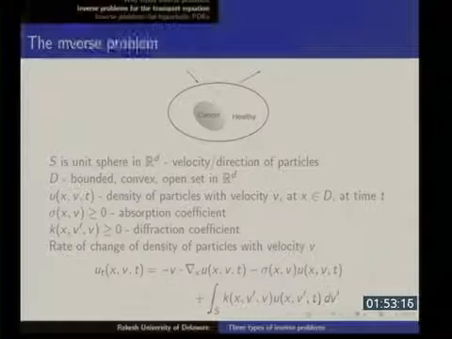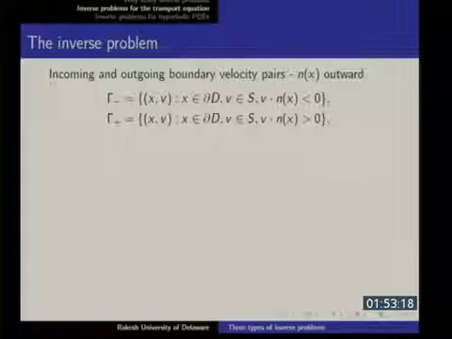So that's why we define incoming and outgoing. I call them boundary velocity pairs. So if x is a boundary point, then v is an incoming velocity if the dot product of the velocity with the outward normal is negative. Those are the incoming directions at the boundary point x, and these are the outgoing directions. If you're going to prescribe concentrations, it's only going to be at the incoming directions. You cannot prescribe them here. Here you can only measure. So that's what I did.